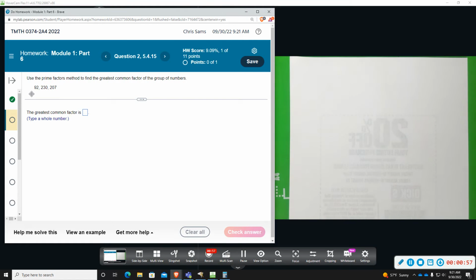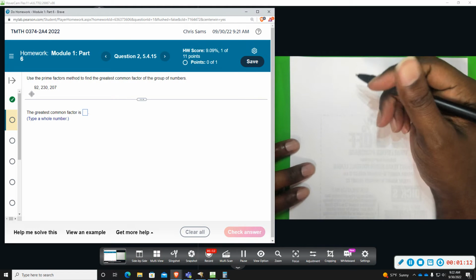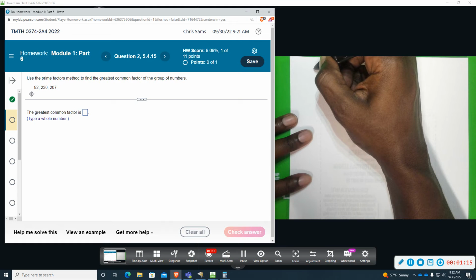I'm just looking at these, and it looks like it's going to be hard to try to find something that all of those numbers are divisible by to start with the box method, but it can be done with the box method as well. So let's do the prime factorization method first.